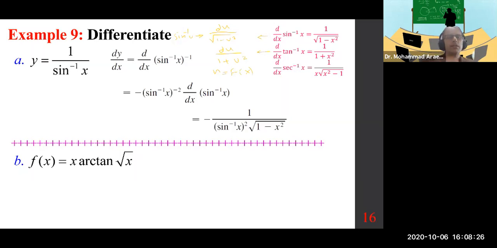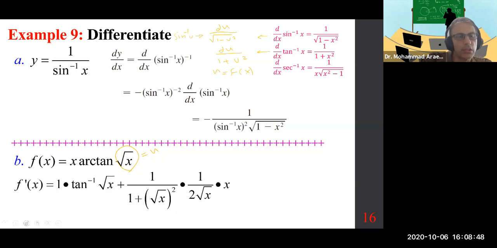So with that being the case, in this case, this is u. Please understand u is square root of x. So 1 times arctan square root of x, then 1 over 1 plus this thing squared, times the derivative of square root of x. So let's see what happens. I want to make sure everybody understands this step. x gives you 1 times tan inverse. But what about tan inverse? It's 1 over 1 plus u squared, where u is square root of x, so u squared is x, and then times the derivative of the square root of x, which is 1 over 2 square root of x.